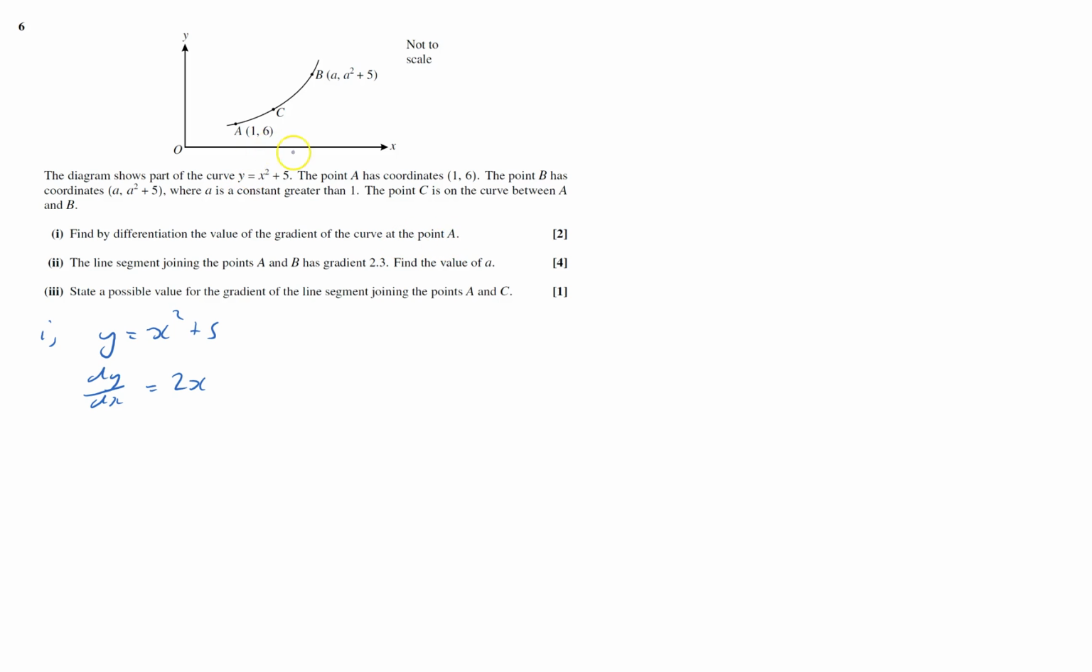So the gradient at A, x is 1. So when x equals 1, the gradient equals 2. And that's the first part done. Second part, the line segment joins A and B. Okay, from there to there, the gradient is 2.3.